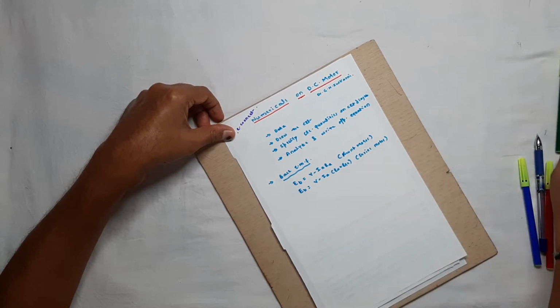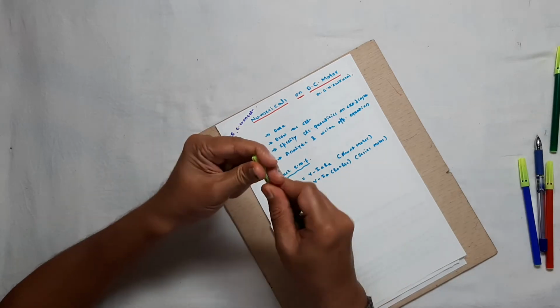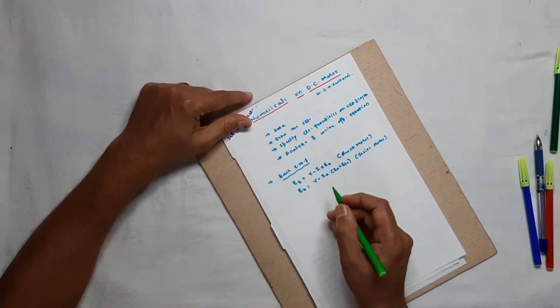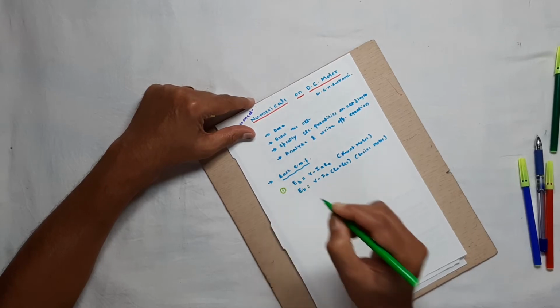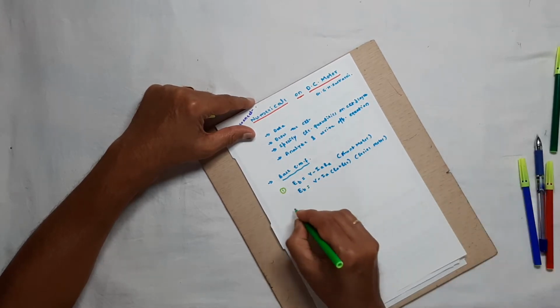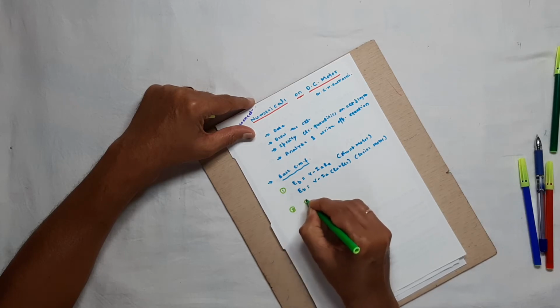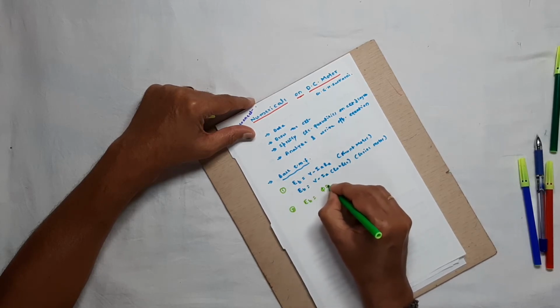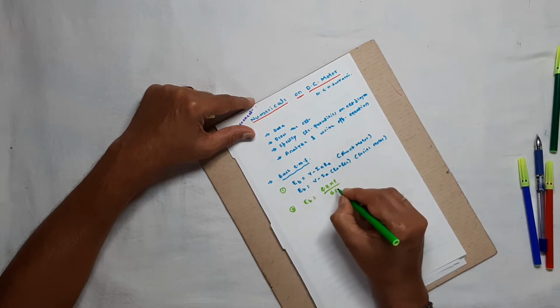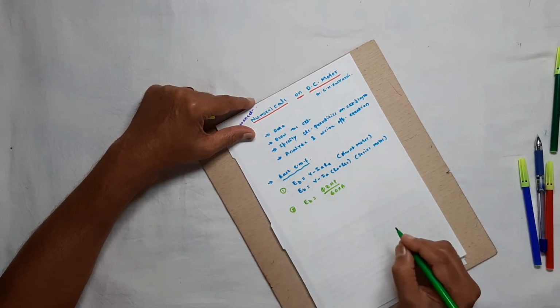Ultimately, the back EMF is depending upon the speed, flux, the number of poles, everything. That is the first equation we are using. The second one is the back EMF Eb is given by phi Z N P by 60 A. This is the second equation you are using.